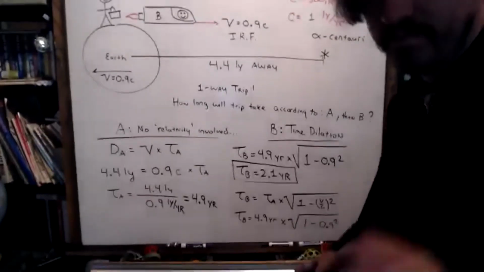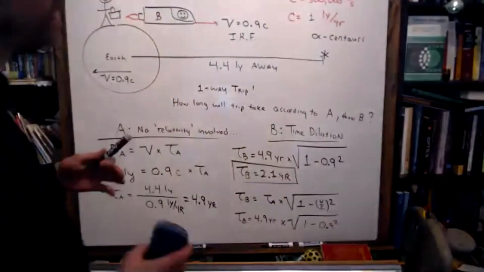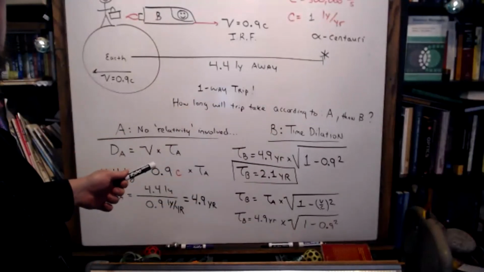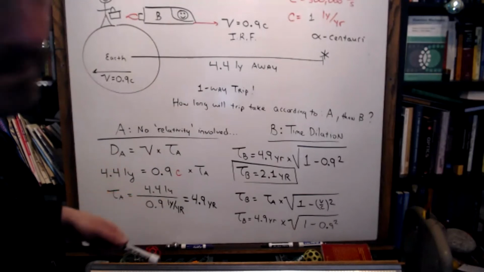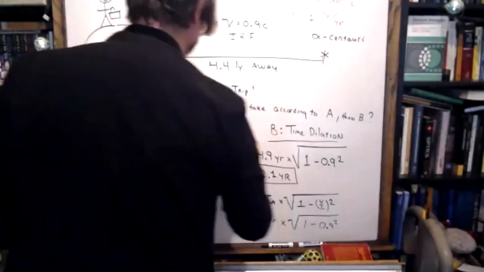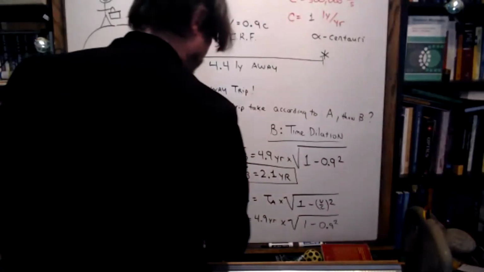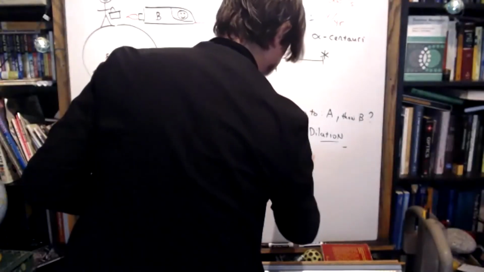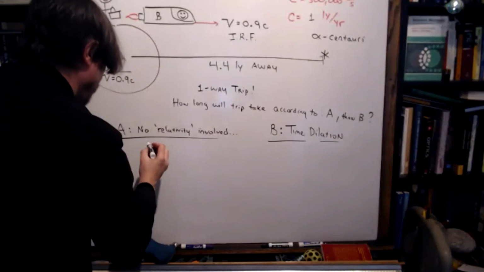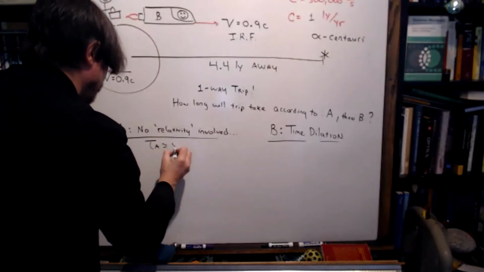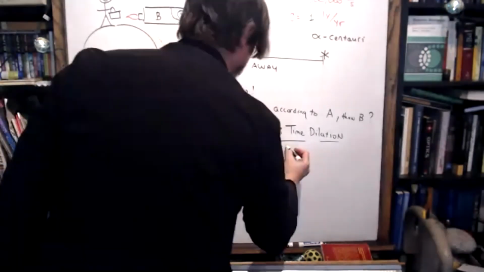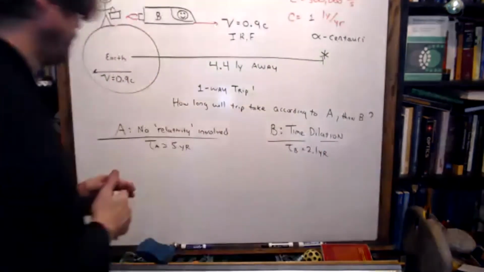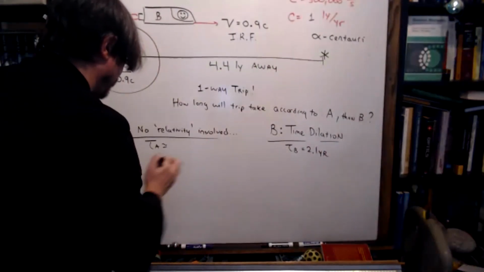Okay, final question. This is the essence of the twin paradox. I need to erase this because I'm out of space. Can I erase this? So we saw that TA takes about 5 years. TB takes 2.1 years. Well, let's use the 2 sig figs because of the next question.